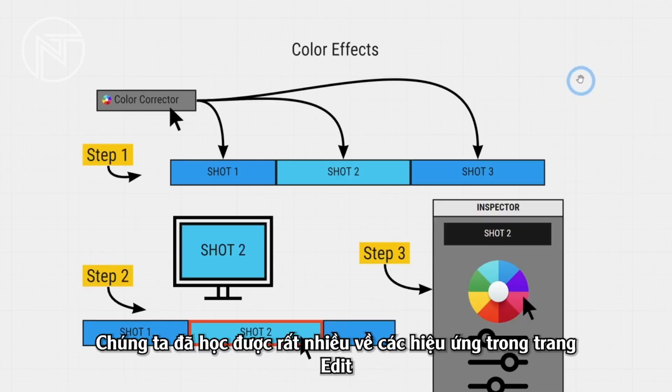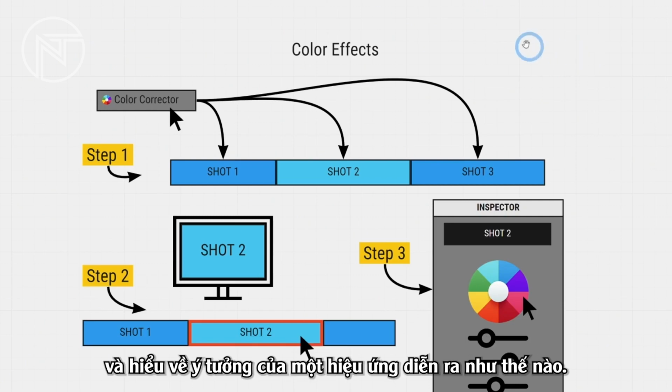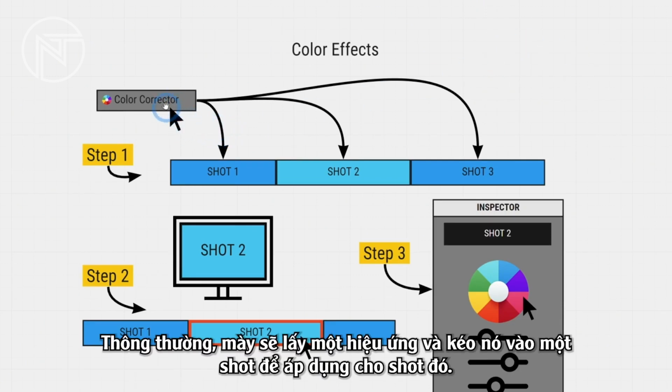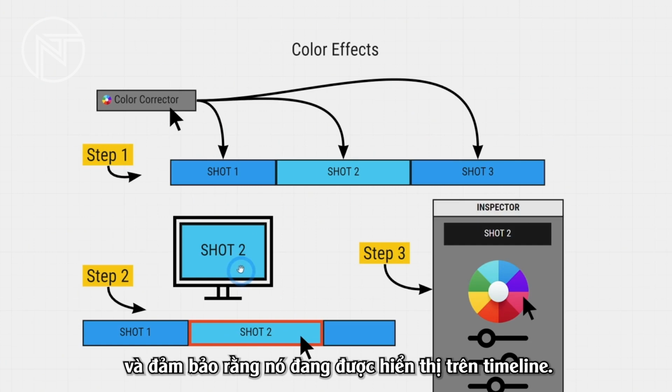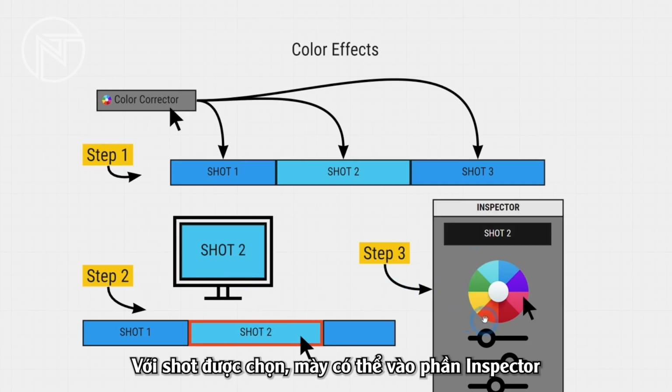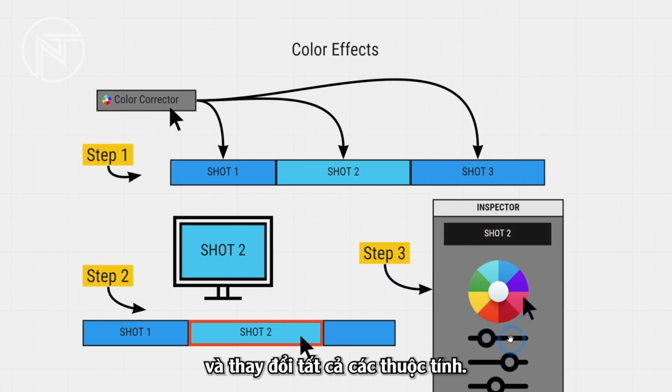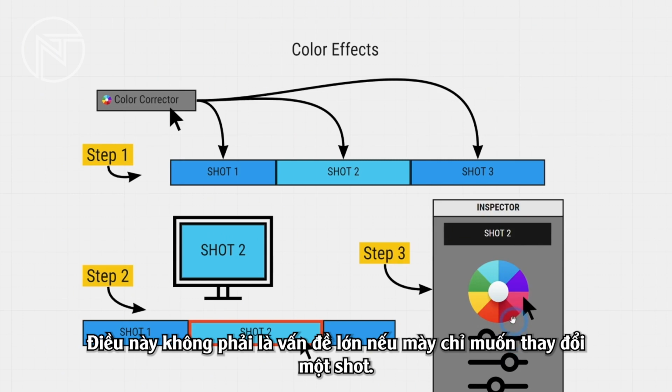So we've been learning a lot about effects in the edit page and just how the idea of an effect works. Generally, you'll take an effect and drag it to a shot to apply it to the shot. Then you have to select the shot and be over it in the timeline. And with the shot selected, you can go to the inspector and change all of the properties. And that's not such a huge deal if you're just going to change one shot.